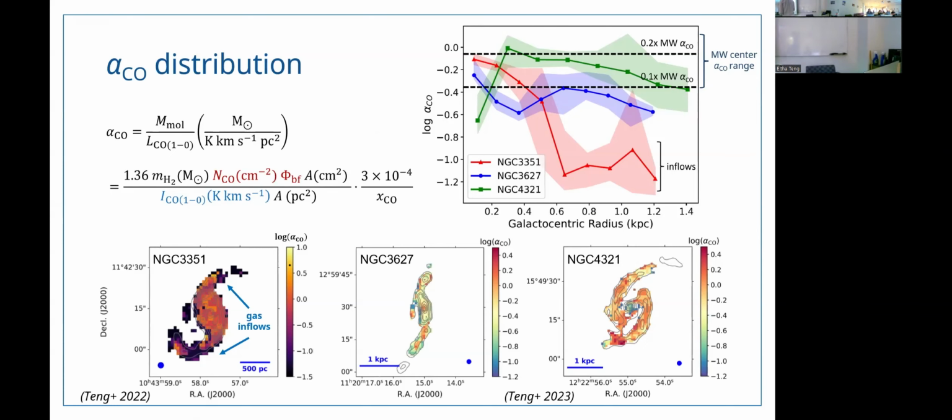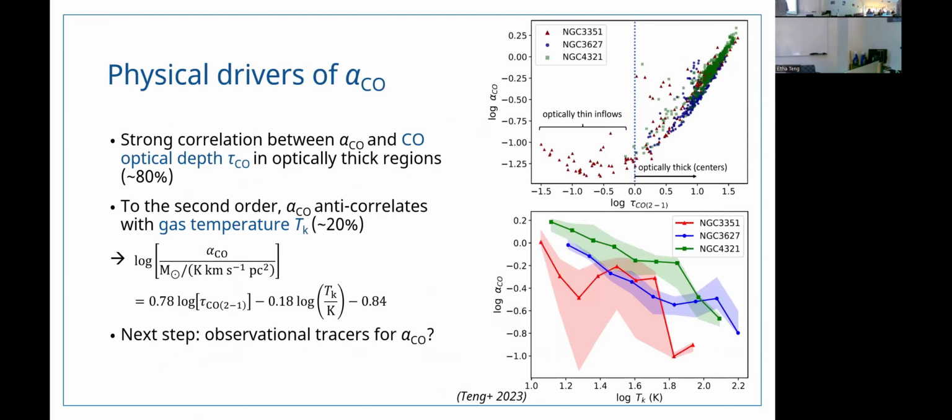Later, I will show that this is a very extreme case where we find CO is optically thin. That means the CO emission is escaping from the cloud, and that would increase the CO emission and decrease alpha CO. So in this region, we find alpha CO can even reach 20 to 30 times lower than the typical Milky Way disk value. Now comes the interesting part, because we have derived molecular gas properties and alpha CO, we can further explore their correlations and see what is exactly driving these alpha CO variations.